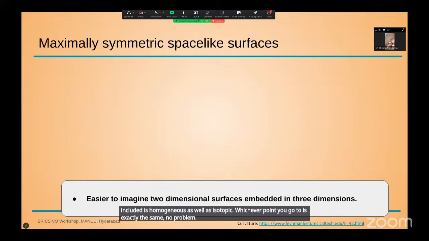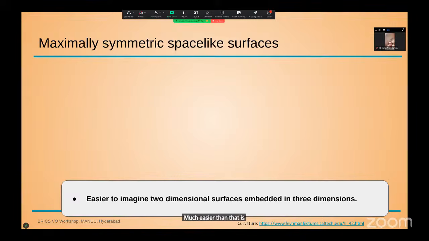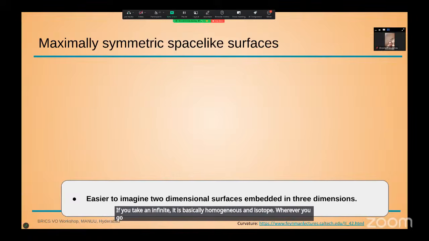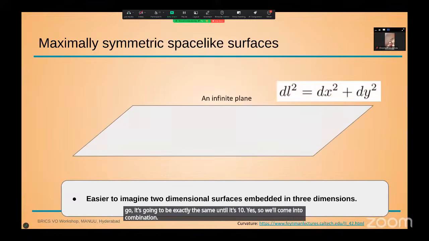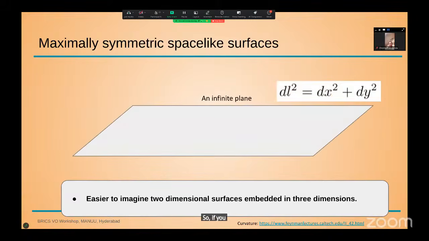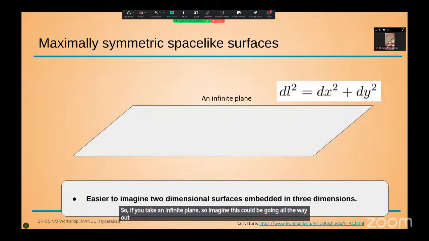Much easier than that is an infinite plane, right? If you take an infinite plane, it is homogeneous and isotropic. Wherever you go, it's going to be exactly the same. It will extend out to infinity. Zero curvature. Yes, we'll come to curvature. So imagine this plane going all the way out. If you wanted to measure distances on this plane, you can use simple Euclidean geometry. You get dl squared is dx squared plus dy squared.